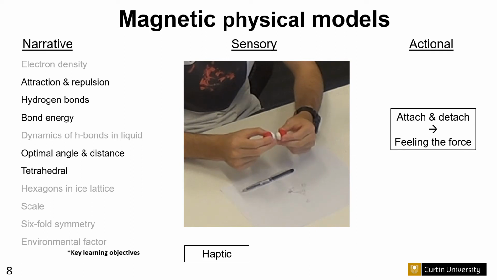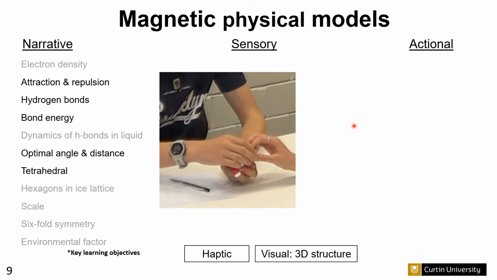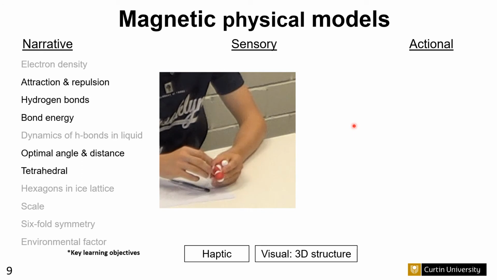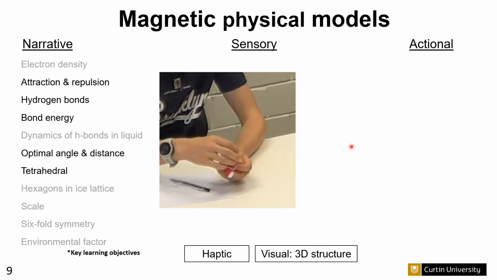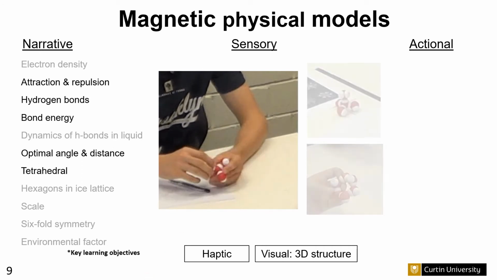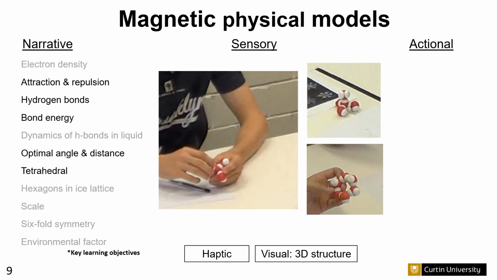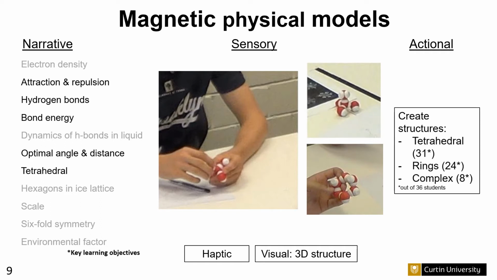And what else? Alongside haptic, the models also provide 3D visualization. By creating different structures, students can understand optimal orientation and structure. So students can create a tetrahedral structure, like here, rings, or even more complex structures. So by this, they learn this optimal angle and distance and tetrahedral learning objective.